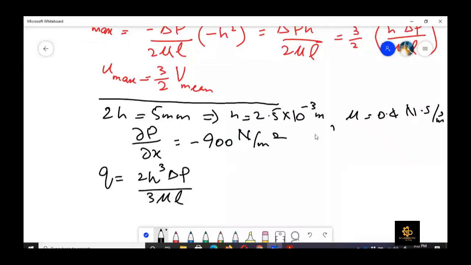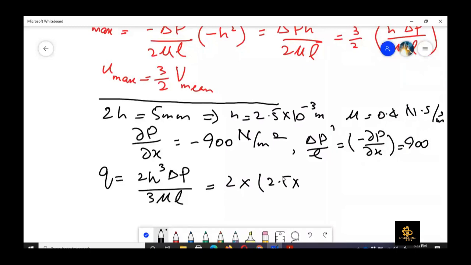So now delta P by L would be equal to minus partial P by partial X. So that would be equal to 900. That is quite simple. Now we can put the values: 2 into 2.5 into 10 to the power minus 3 cubed into 900.